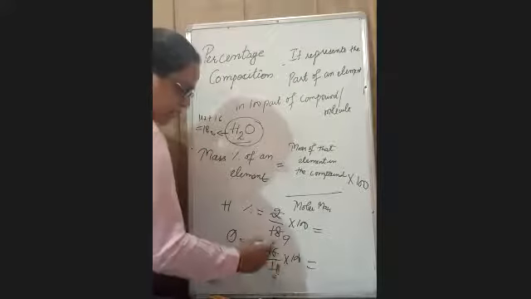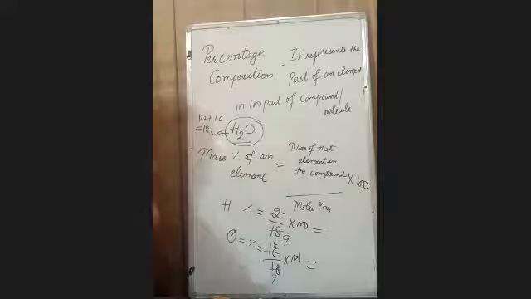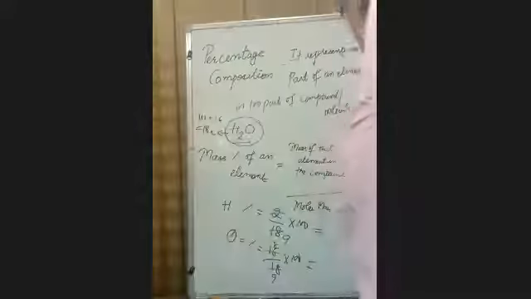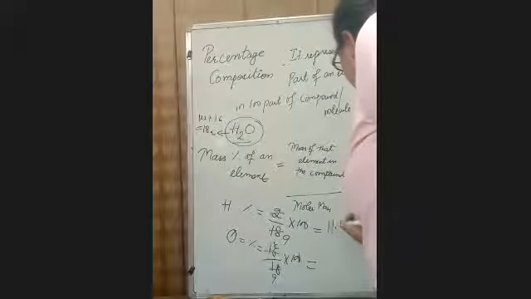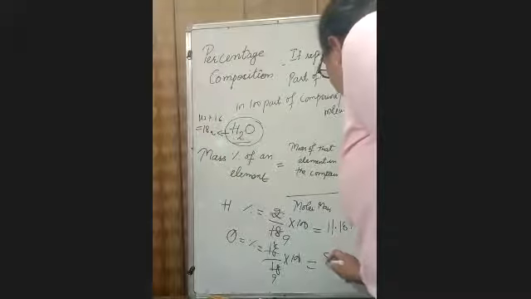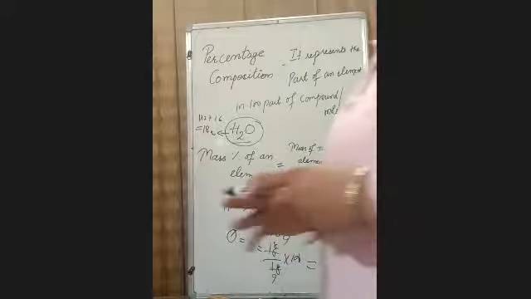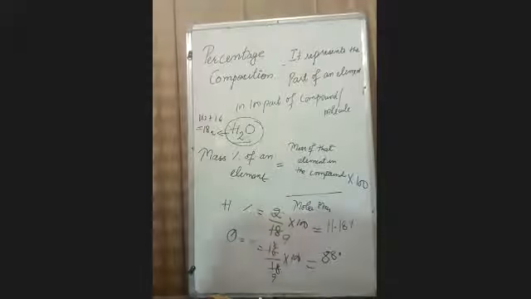It comes out to be nearly 2 by 18 into 100, which is nearly 11.18%. And for oxygen it comes out to be around 88.8%.